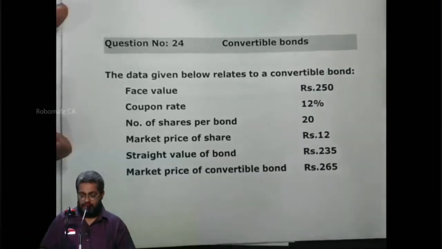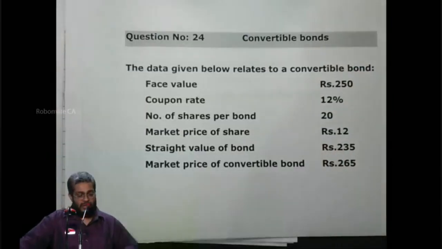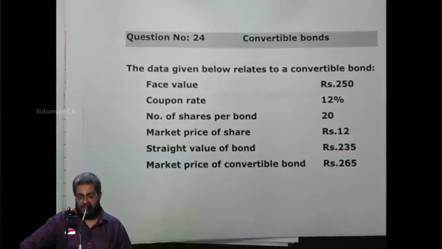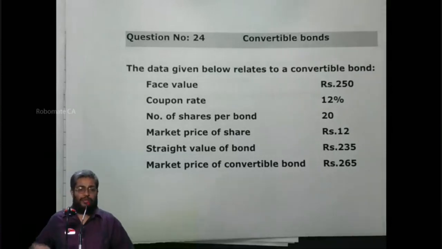Now, last part. Part 4. Conversion parity price. Conversion parity price is equal to, I am buying a bond or share. I am buying how many shares? 20 shares. By paying how much base here? 265. So conversion parity price is equal to 265 divided by 20. Is equal to how much rupees? 13.25.